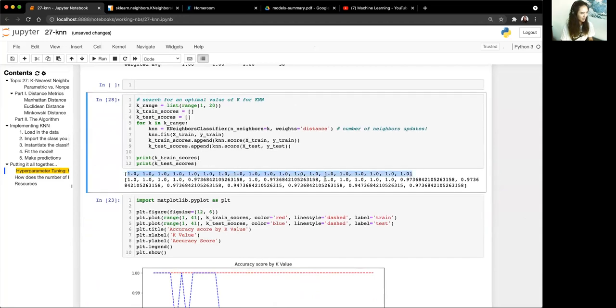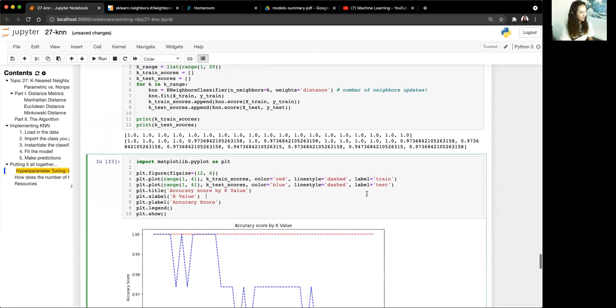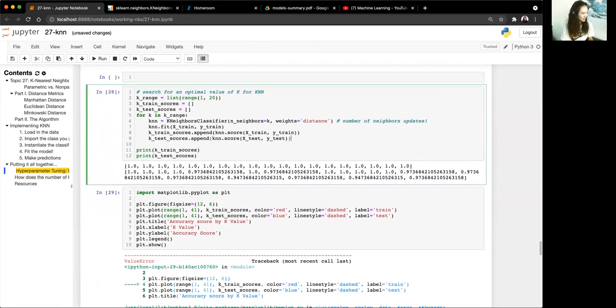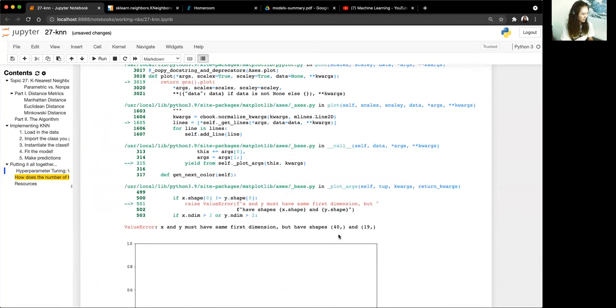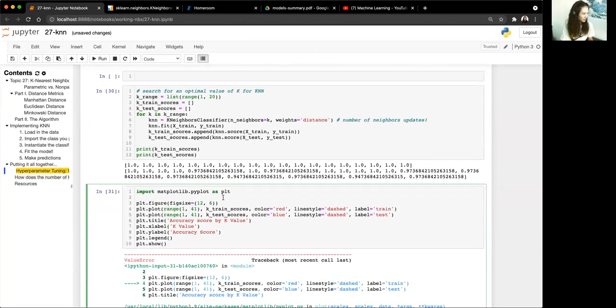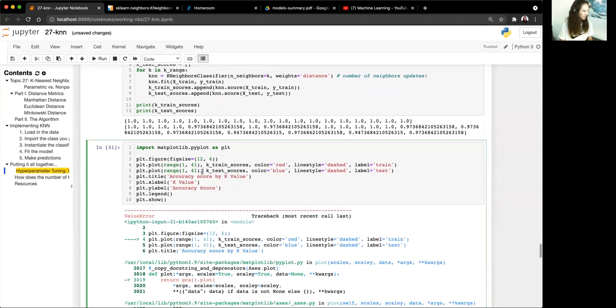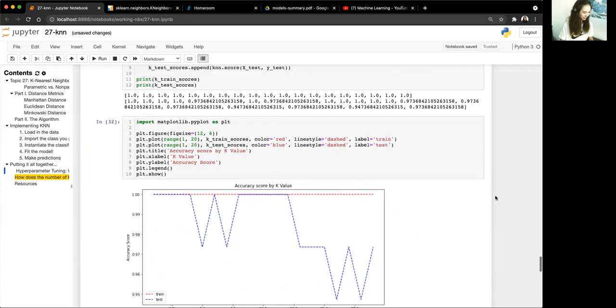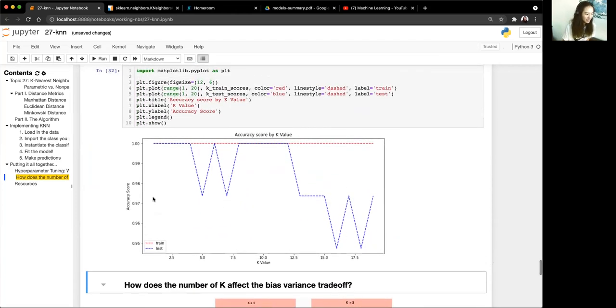You can see that pretty much across the board, the train score is always perfect. But if you look at accuracy score, let's see why that didn't come in. Hold on. There we go. We want to have 20 here and 20 here. Okay. Cool. With this, you can see that after a certain point, the test doesn't perform as well. And we'll sort of see why in a little bit. I'm going to talk about the bias variance trade-off and tuning the value of K.